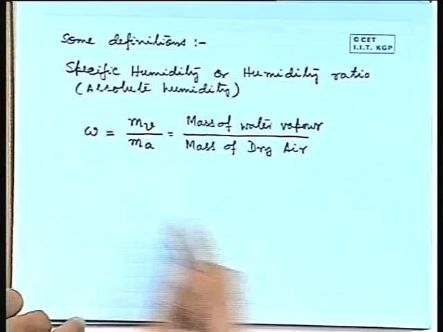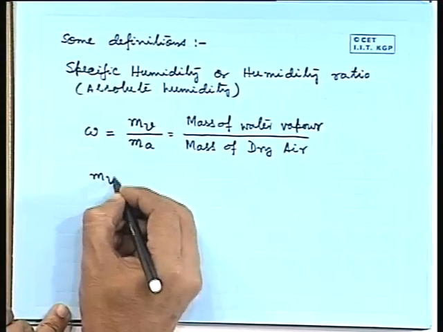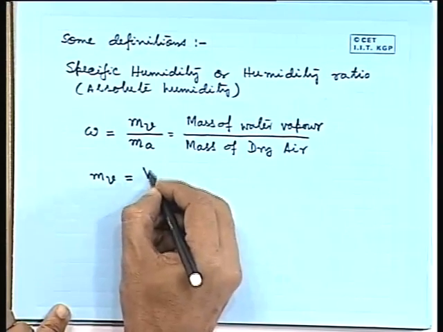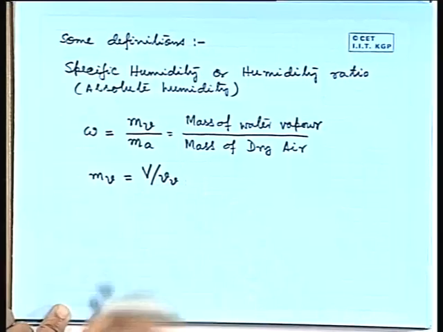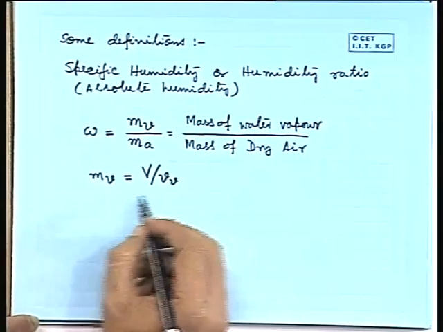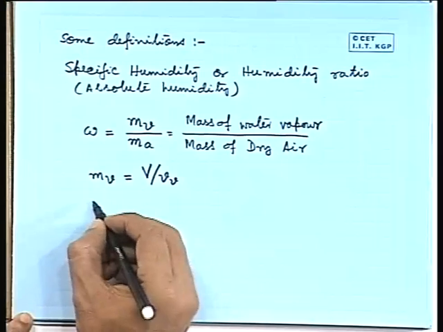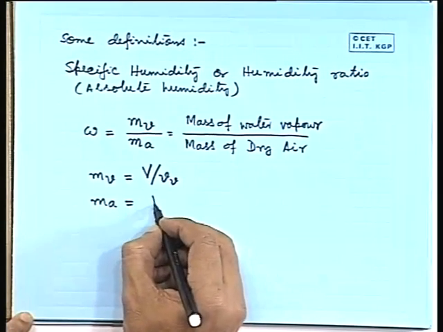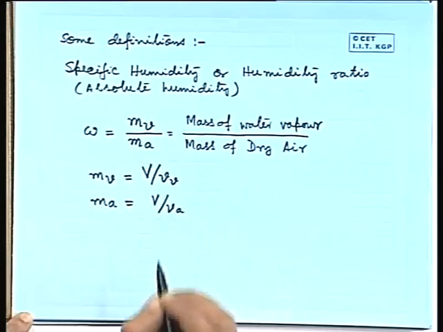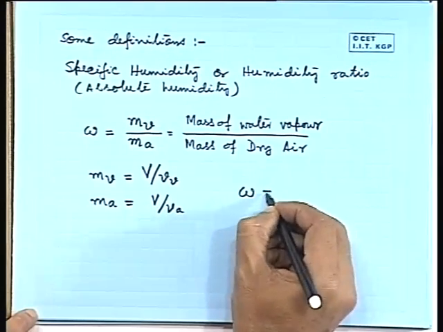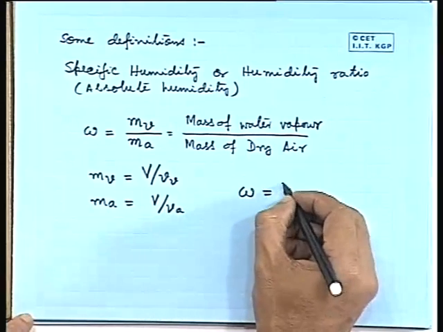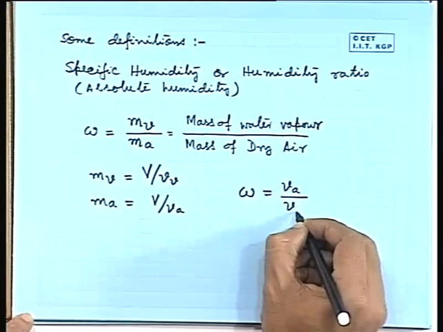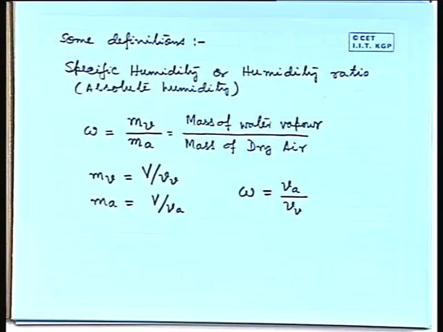Then mv one can write as V by Vv, where Vv is the specific volume and V is the total volume. Then one can write ma is equal to V by Va. So, omega or small w, that is Va by Vv. This is what we can write.